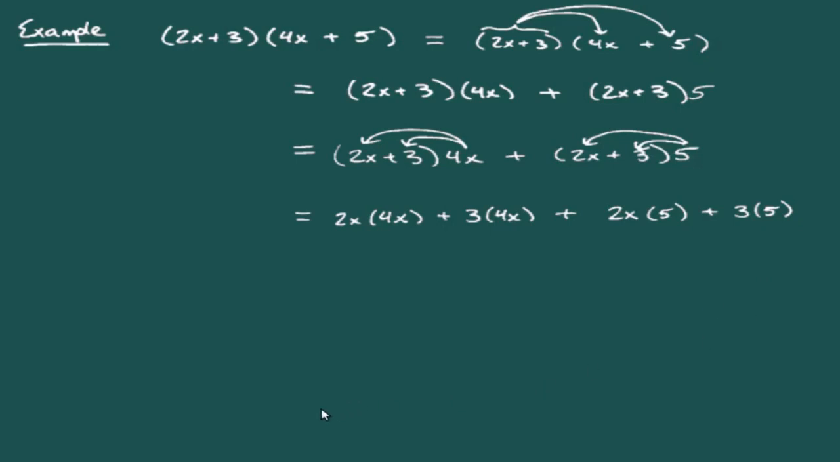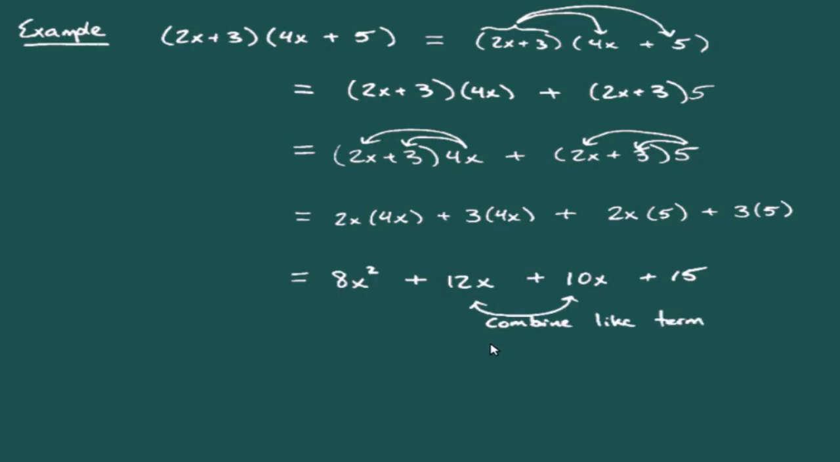Multiplying coefficients, adding exponents gives us 8x squared. 3 times 4 gives us 12 times x. 2x times 5 gives us 10x. And 3 times 5 gives us 15. Now in this case, we've got our 12x plus our 10x. We can combine those like terms. The 12 plus the 10 gives us 22 x's plus our 15.